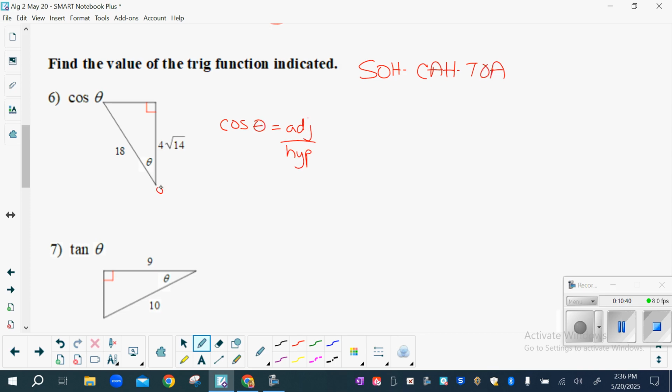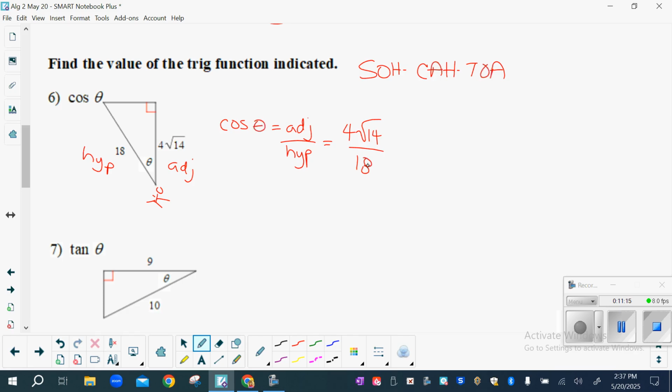So I'm drawing a little person here, where the theta is. What is this group here, what is 4 square root 14 in relation to the theta? Adjacent. And what about the 18? Hypotenuse. So we have the adjacent and the hypotenuse. So the adjacent is 4 square root 14, and the hypotenuse is 18.